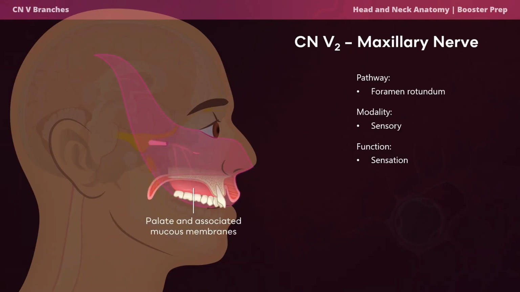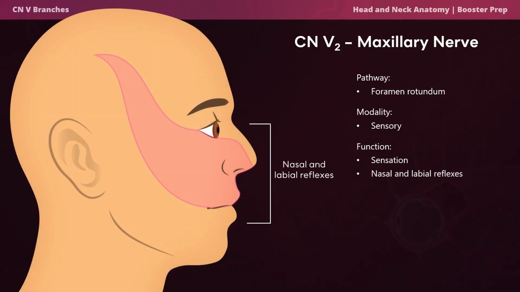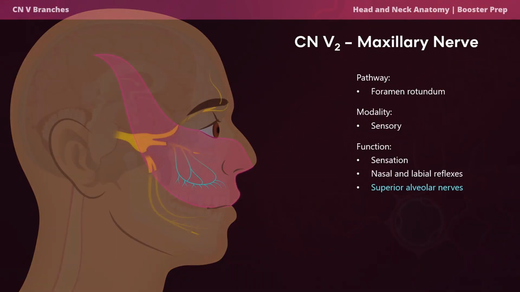Other functions include the nasal and labial reflexes and the alveolar nerves, which are branches that play a crucial role in providing sensory innervation to the teeth and surrounding structures in the upper maxilla. The maxillary nerve gives rise to the superior alveolar nerves, which innervate the upper teeth and surrounding tissues. These nerves provide sensory innervation to the maxillary teeth and their supporting structures.